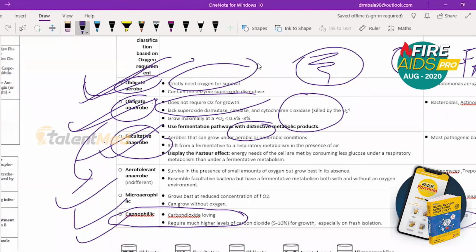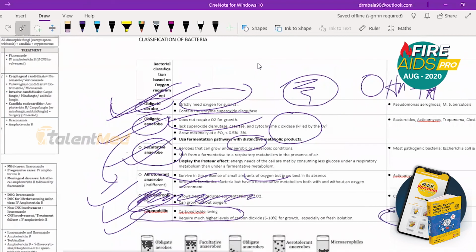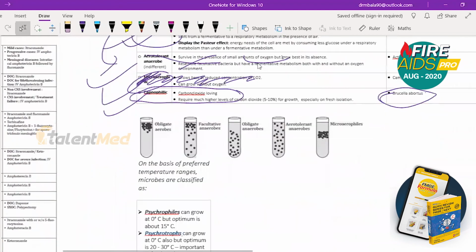Then finally, microaerophilic; forget about the aerotolerant. Even in a small amount of oxygen, they can grow. That is aerotolerant. Microaerophilic means at reduced concentration of oxygen or without oxygen, they can grow. That still comes under obligate anaerobe. But obligate anaerobe can grow in total absence of oxygen, whereas microaerophilic can grow in maximum low concentration of oxygen. So these are the different types. There are a lot of examples, but let's not talk about the examples now.